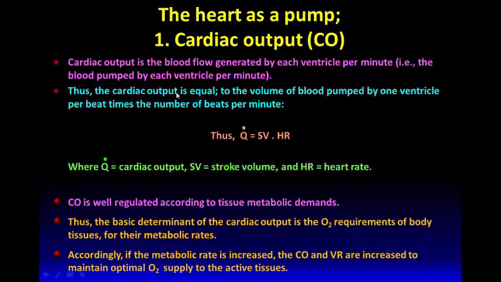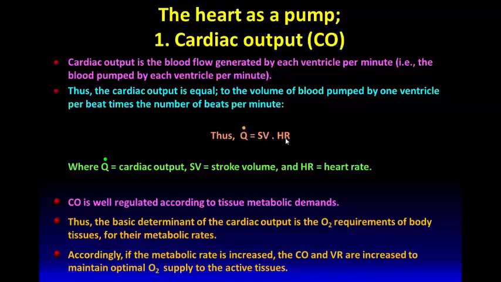The cardiac output is equivalent to the volume of the blood which is ejected by each ventricle in one beat, multiplied by the number of heartbeats in 1 minute. Hence, cardiac output Q dot, where the dot means per minute, per unit time, is thus equivalent to stroke volume multiplied by the heart rate.